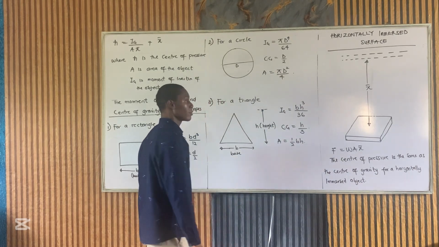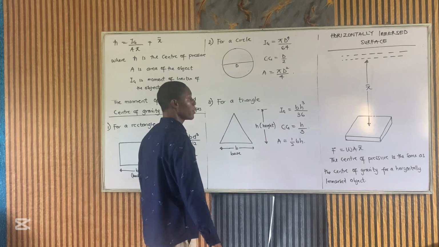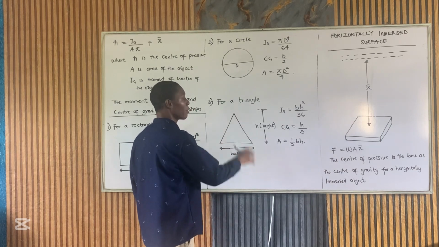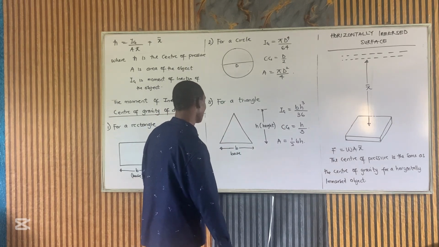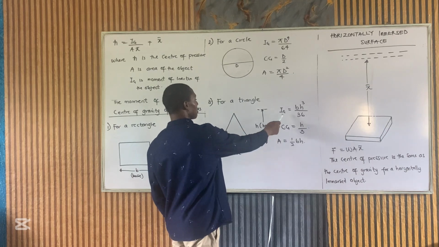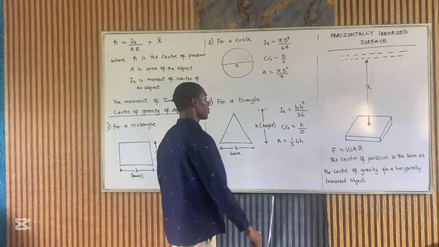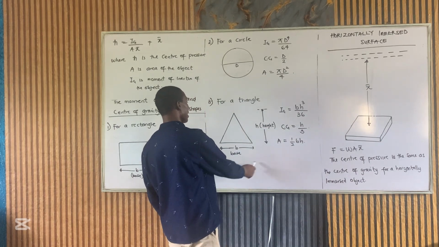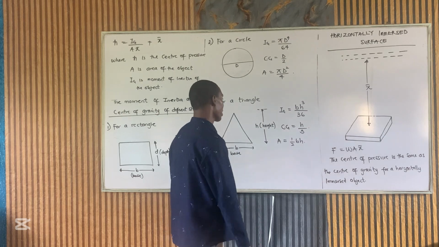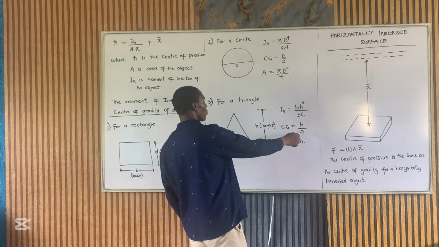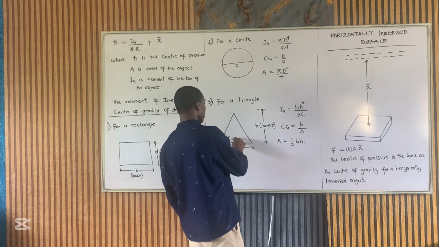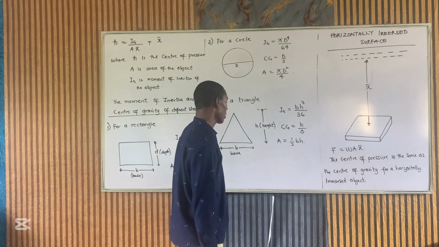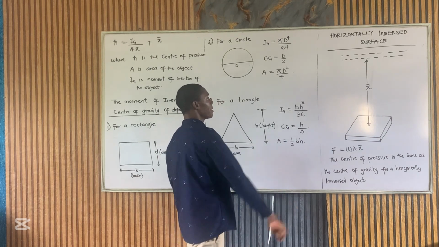Now, for a triangle, there could be other shapes, but our question will not go beyond these shapes given here. For a triangle, the moment of inertia is b h cubed over 36, base times the height or altitude cubed over 36, and center of gravity is just the height over 3 from the base. That's the center of gravity. And again, the area is half base times height.